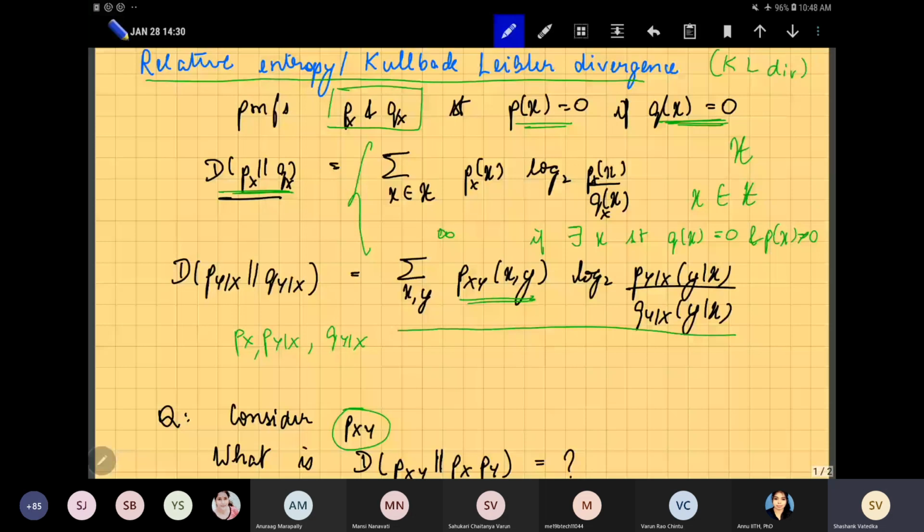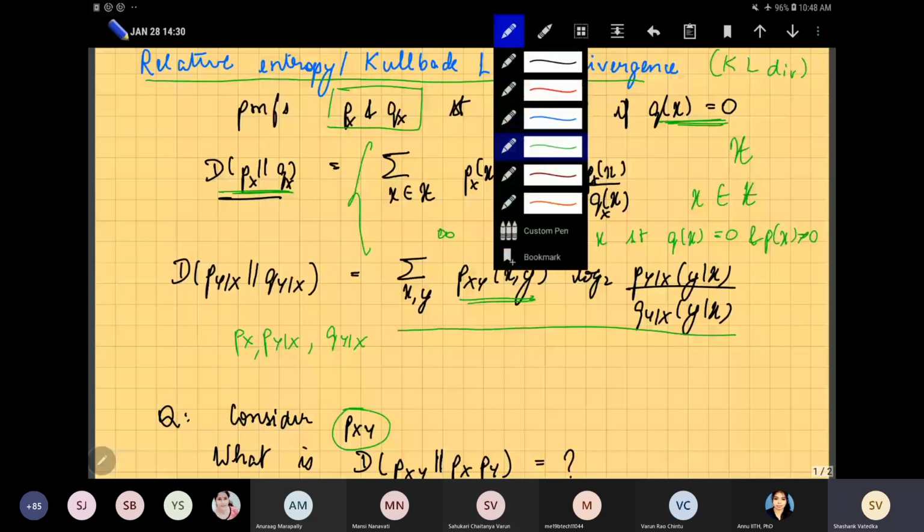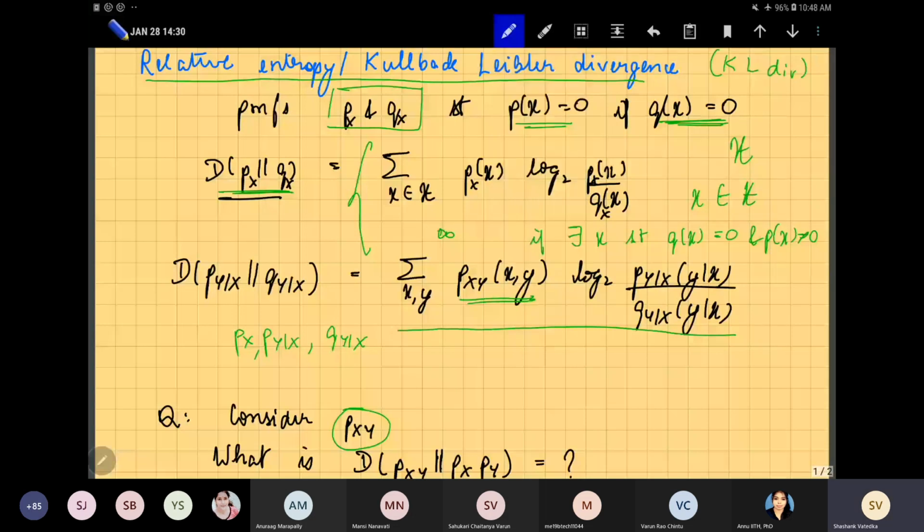So from a very first look at this quantity, log p of x by q of x in some sense is large if p of x and q of x are very different from each other. So what happens if p of x is equal to q of x? What is the KL divergence equal to? Zero. If the two distributions are the same, if p is equal to q, then the KL divergence is just equal to 0.